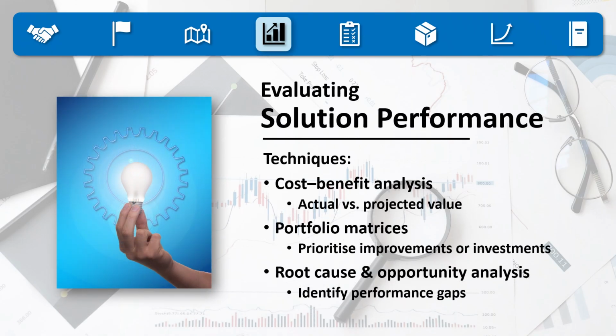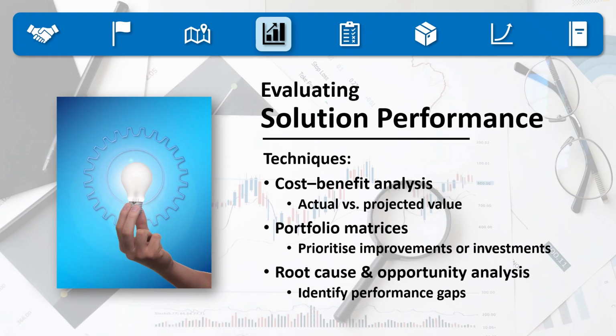Business analysts then apply a range of techniques to make sense of the data and uncover performance gaps. One common approach is cost-benefit analysis, where actual costs and benefits are compared with projections. This helps determine whether the expected return on investment is materializing.